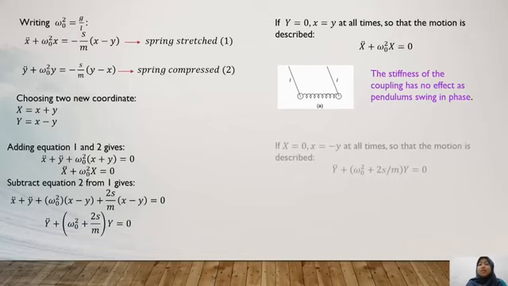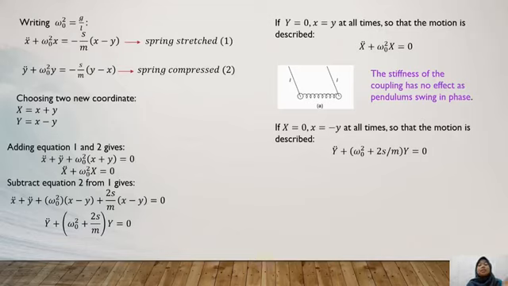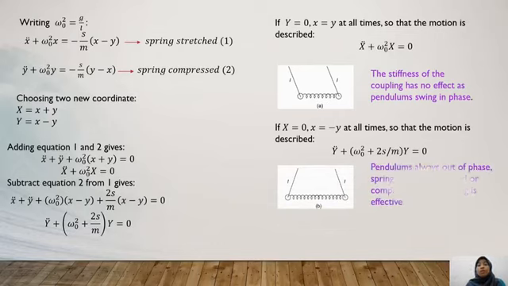The next condition: capital X is equal to 0, then x is equal to negative y at all times, so the motion is described as capital Y double dot plus bracket omega naught squared plus 2S over m close bracket Y is equal to 0. The figure shows that the pendulums will always move out of phase, the spring is either extended or compressed, and the coupling is effective.